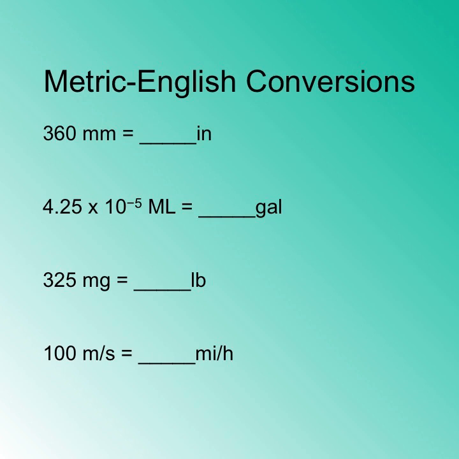On the third one, 325 milligrams equals how many pounds? I would like for you to use the conversion factor that 1 pound equals 454 grams. In doing so, you should get your answer to be 7.16 times 10 to the negative 4th of a pound.